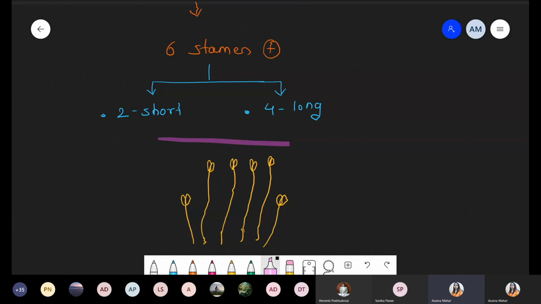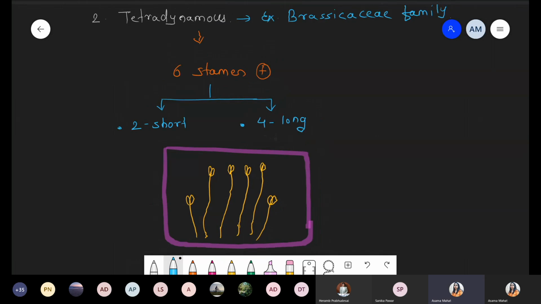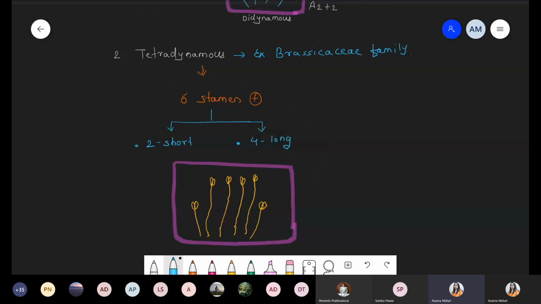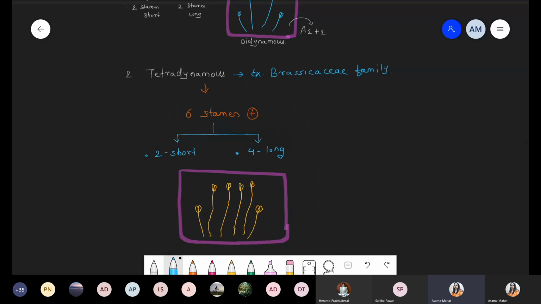Okay, total 4, these are the long. So just quickly tell me, if I want to convert this information, that is total 6 stamens showing the tetradynamous condition, how do we represent it? The way we represented it here, that is androecium A 2 plus 2. So how do we represent the tetradynamous condition? Yes, it is represented by androecium 2 plus 4.